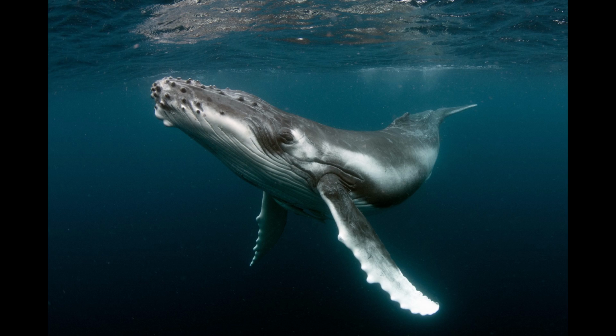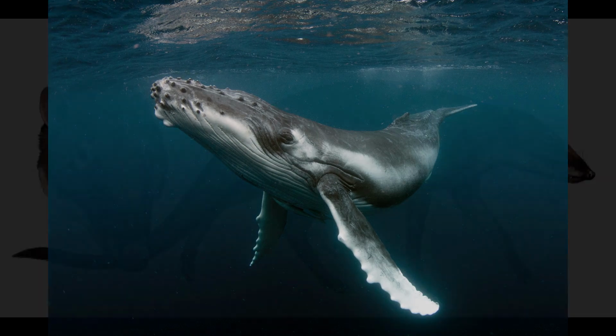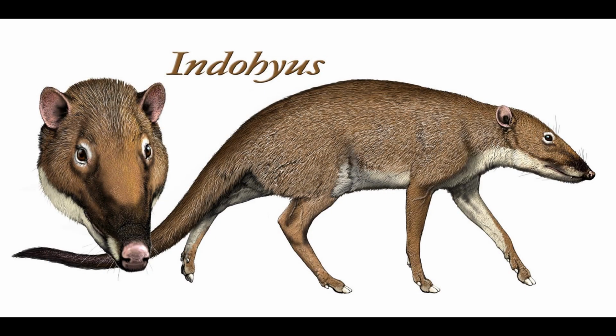Let's take a look at the whale. Where did this magnificent creature come from? The answer is simple. It evolved. Millions of years ago, the whale looked more like a hoofed animal like a deer, around 50 million years ago. It was called an Indohyus.